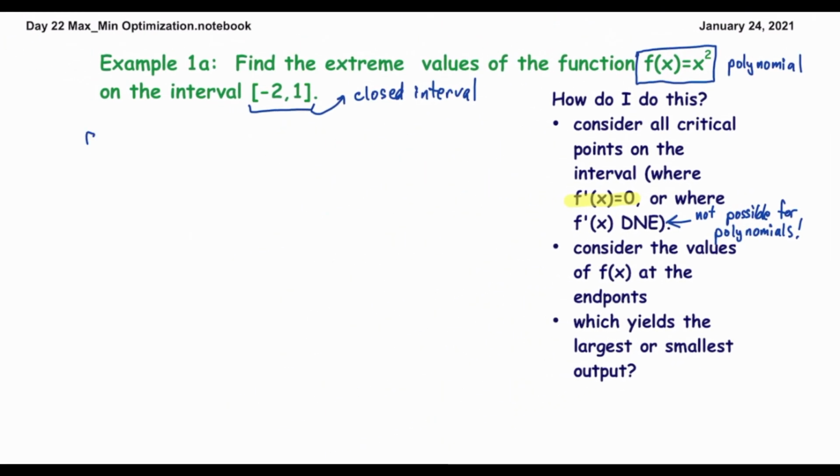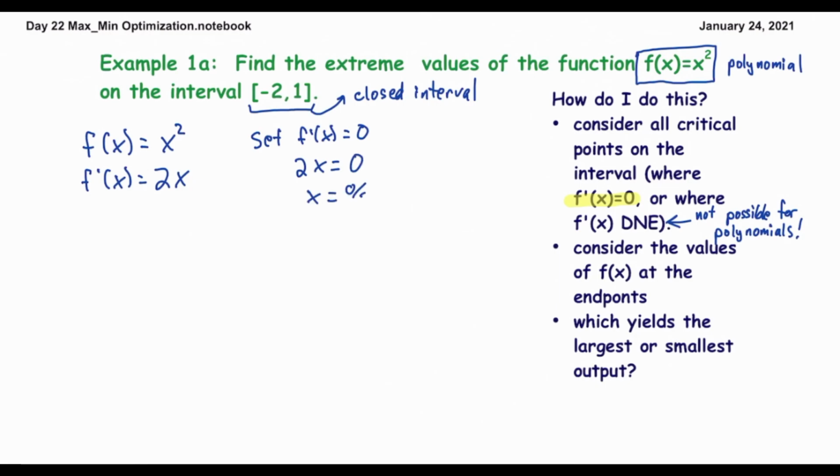So let's take a look at our original function, f of x equals x squared. Let's find the derivative, f prime of x equals 2x. Let's set our derivative equal to 0. So 2x equals 0, so x equals 0 over 2, or x equals 0. This is our critical number.